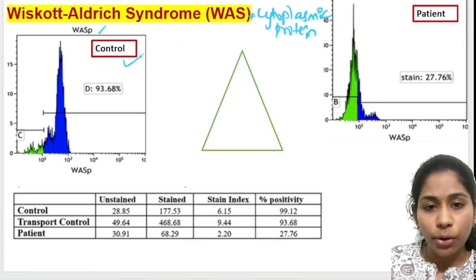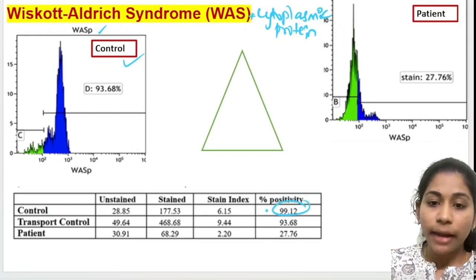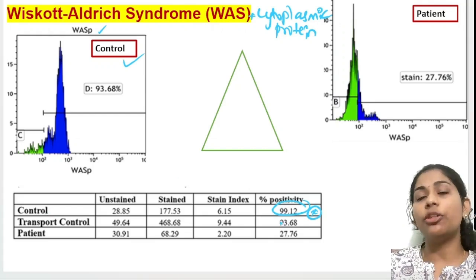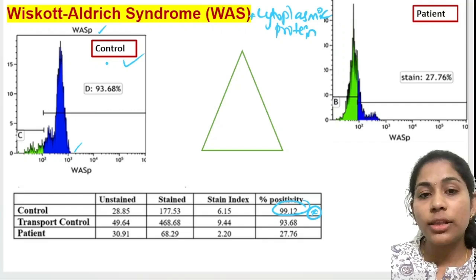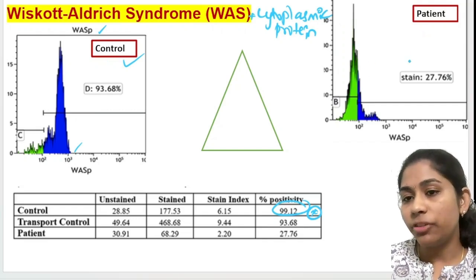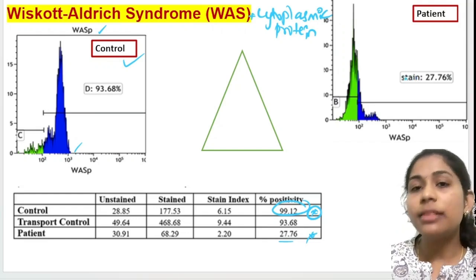So, here, this is the control. Again, a normal population. Can you see? In the control, the positivity is around 99% of cells. 99% of cells show positivity for this protein. The majority of cells have expressed it and they show high fluorescence also. So, this is normal. But in the patient, same thing, only 27% of cells have taken up the stain. So that means the WASP protein is defective in them.